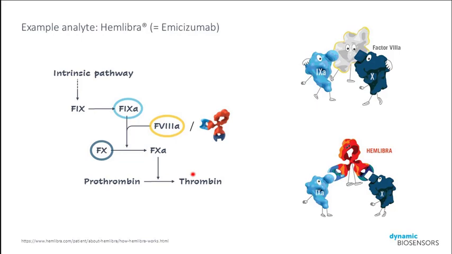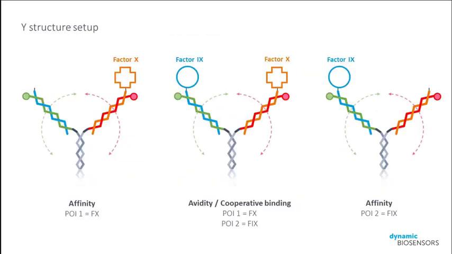With the normal adapter chip setup, you would barely see any cooperative binding for this antibody. However, with the help of the Y-structure DNA adapter, you can clearly distinguish between affinity and avidity binding. For this assay, the chip surface is modified with Y-structure DNAs, hybridized with either factor 9 on the red arm, or factor 10 on the green arm, or both at the same time. This special setup increases the local concentration of both ligands to about 150 nanomolar.